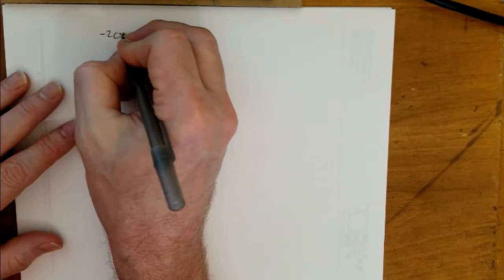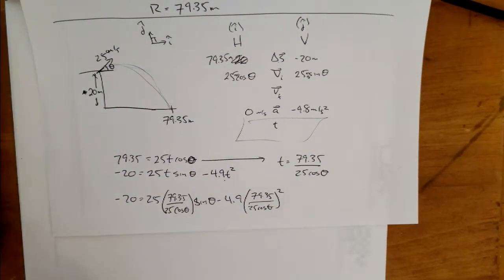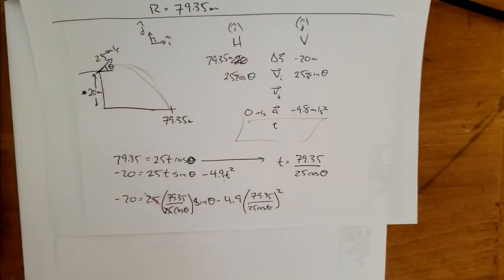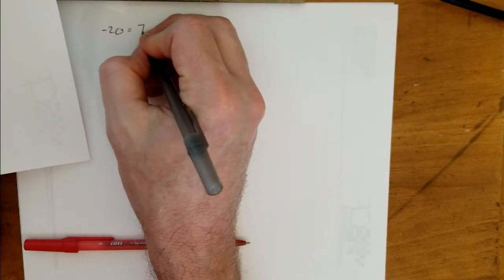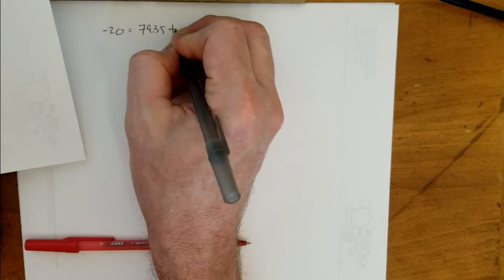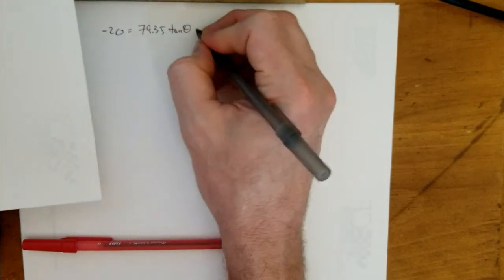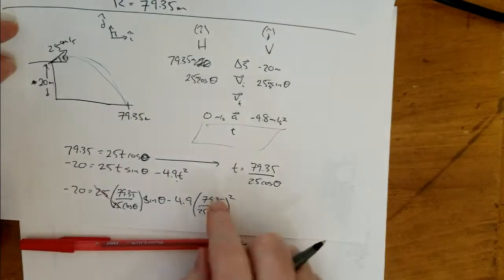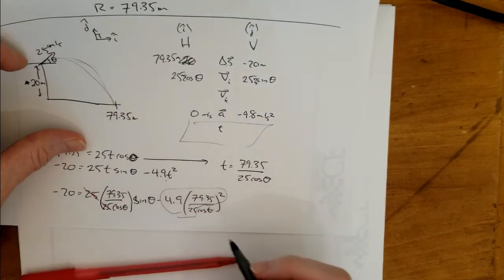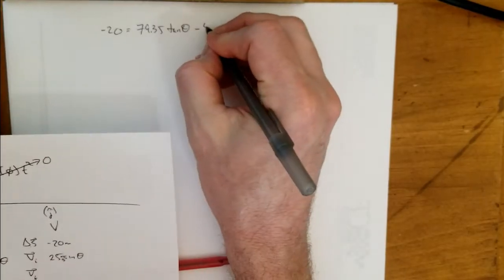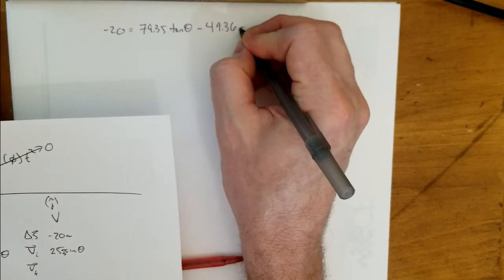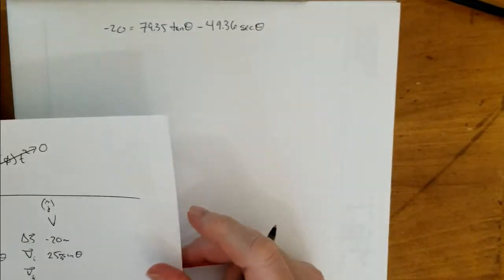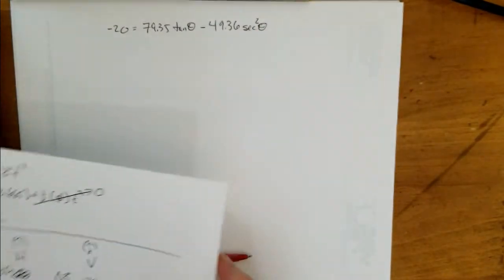So that gives us negative 20 equals, and I can work through some of this. The 25s cancel out. That makes life slightly simpler. So I have negative 20 equals 79.35 tan theta minus, and now let's do the constant piece of it, minus 49.36 secant squared theta.